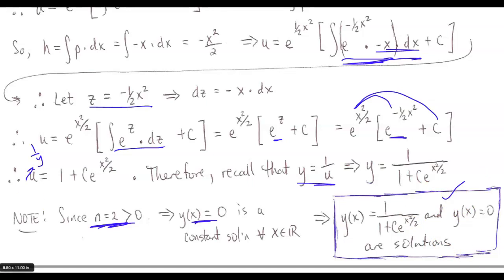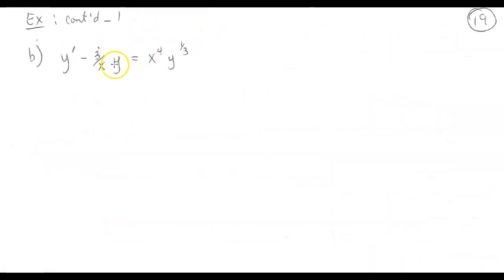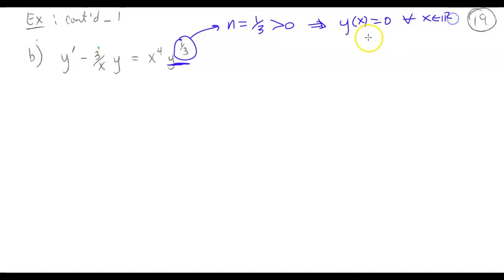All right, so let's move to the next example. For this equation, right off the bat, we can tell that it is a Bernoulli equation because it looks just like a linear one, except we have this y raised to the 1/3 here. So from here, we know n is equal to 1/3, which is greater than 0. And of course, that lets us know here that y of x equals 0 for all x in the real numbers is a constant solution here. So this is just a fancy way of saying that y equals 0 is a constant solution.